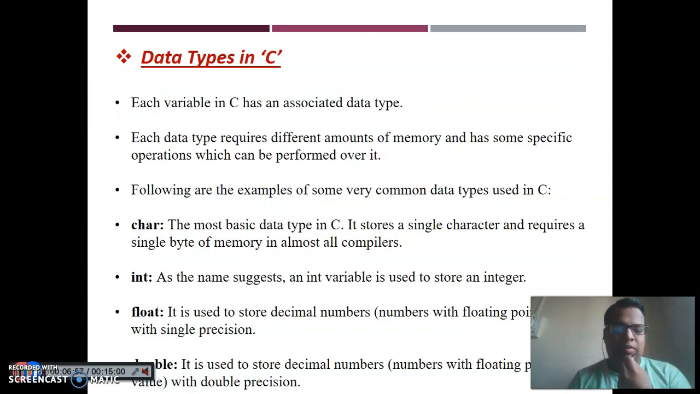Next is data types in C. There are simple data types that are used in C. Some basic data types are character, integer, float, and double. In further lectures we will see these data types in detail.